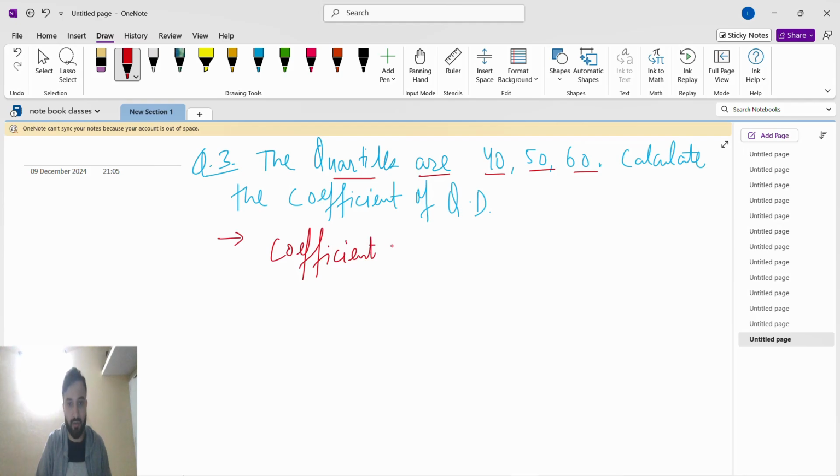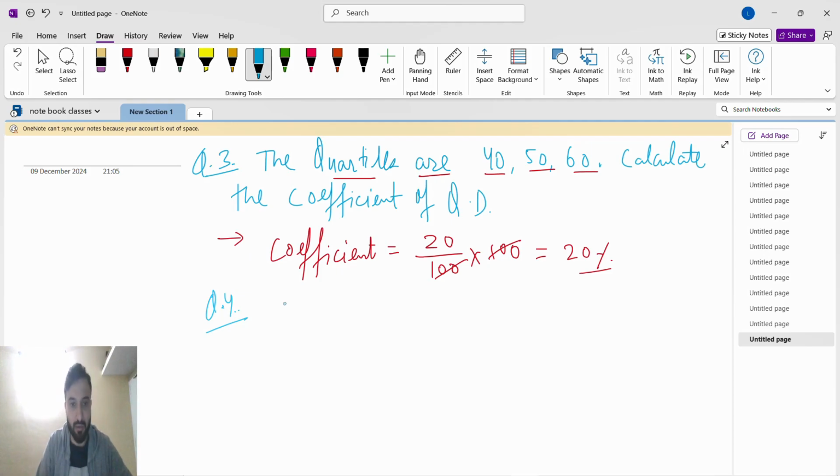So the coefficient is what? Q3 minus Q1, 60 minus 40, 20, divided by Q3 plus Q1, 60 plus 40, 100, into 100. So the answer is 20. 20% is the correct answer. This concept is very easy. They have already mentioned the quartiles.